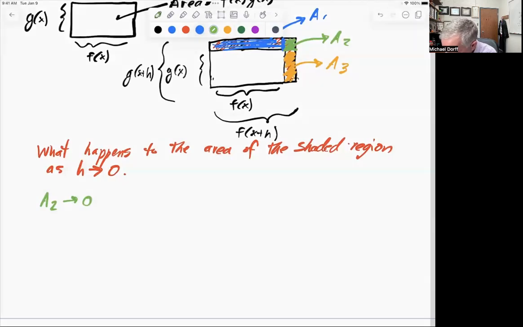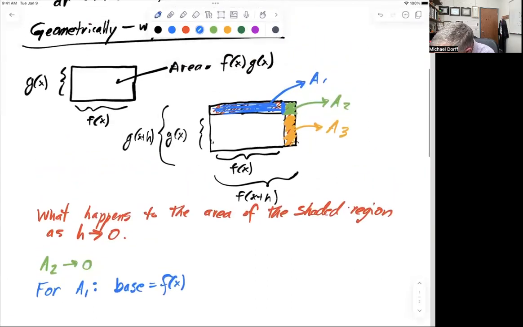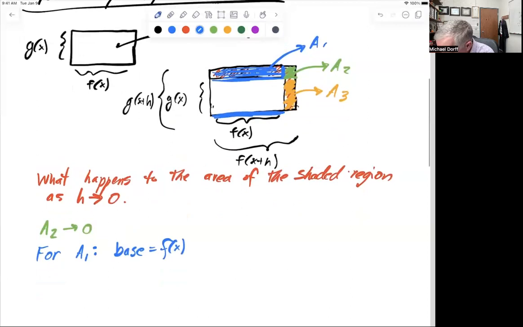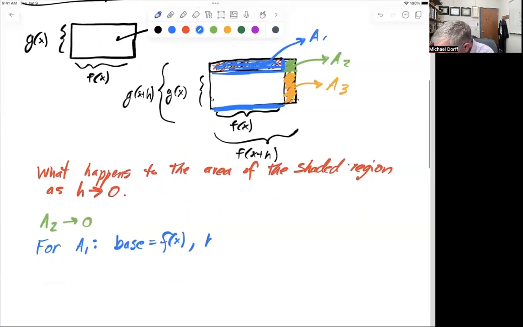What about the blue region? All right, so for area 1, we've got a rectangle, and it's going to have a base. It's going to have f of x. So that's the base there. That's equal to this blue part here. All right, and we're going to have a height. And what is that height there? Well, that's a little bit harder to figure out. See, I'll draw that in purple. The height is going to be this purple part there.